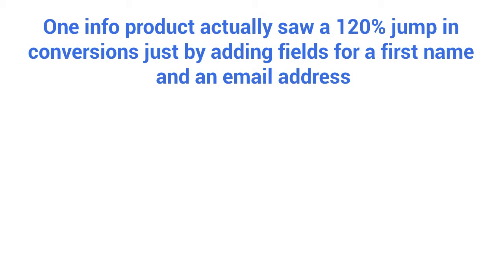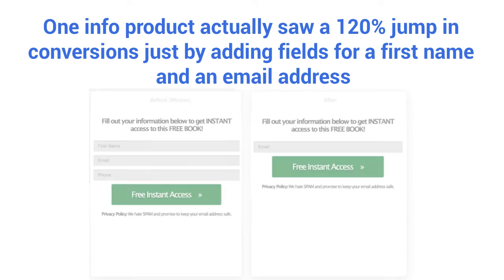But there's often a proportional increase in the quality of the leads, because people who really want to buy or have a consultation or are interested in whatever service you're selling are going to go through extra effort. They're going to jump through those extra hoops in order to get to that point where they can buy. So let me give you an example. One info product from our proven sales conversion pattern research actually saw a 120% jump in conversions just by adding fields for a first name and an email address. So it went up.